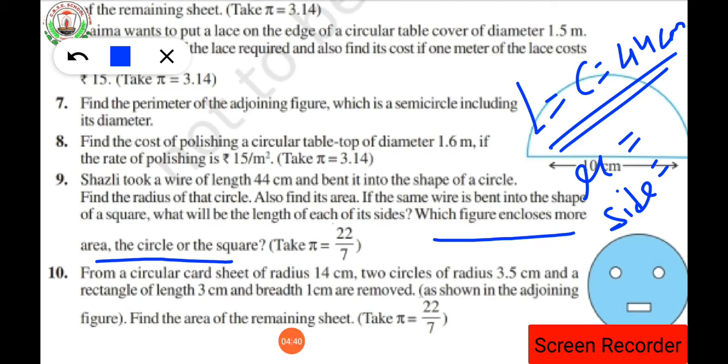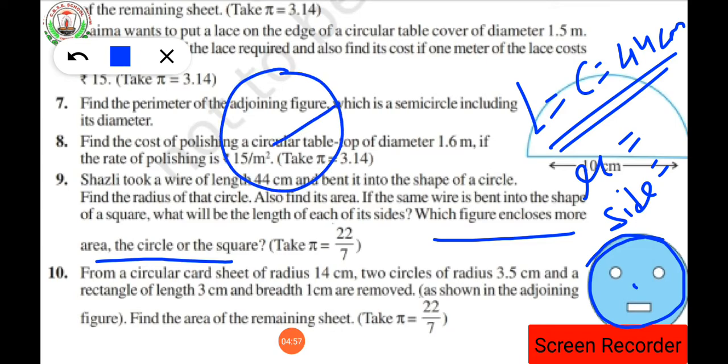Okay, then in the 10th question one circle is given, isn't it? It is like the emojis which you people are using in your phone. One complete circle is given, suppose this one is a complete circle. Okay, its radius is 14 centimeter.